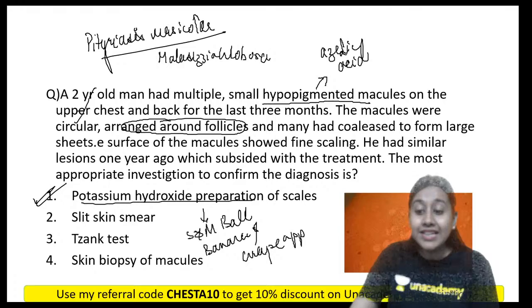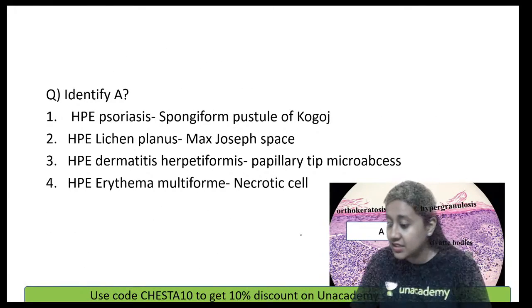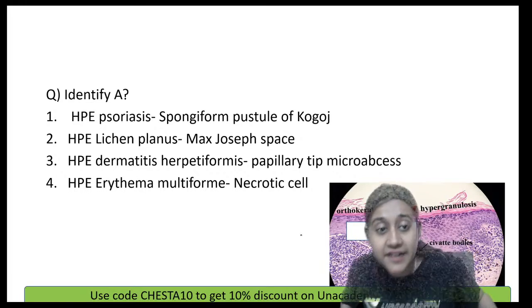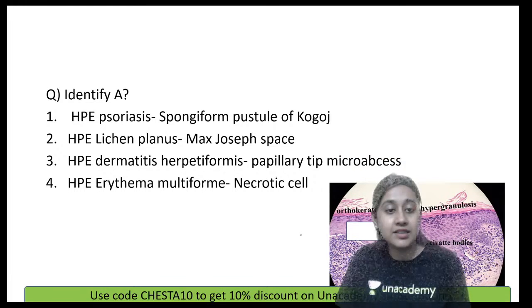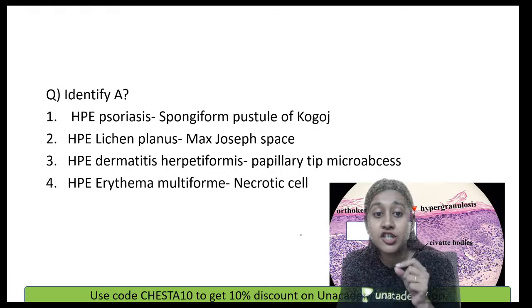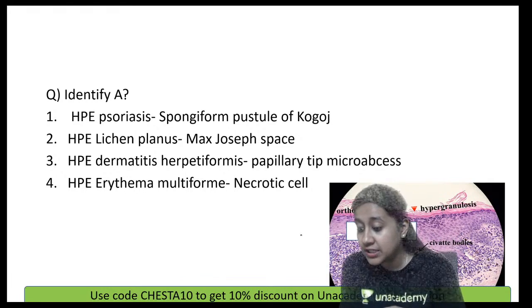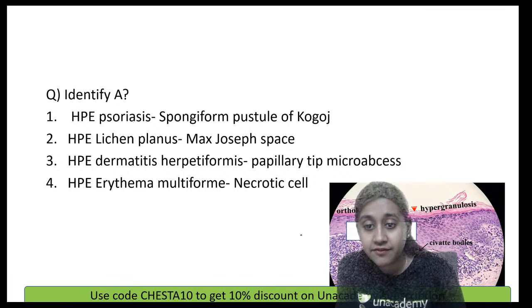Okay. Now going ahead with the next question. I hope this is clear to all of you. Now please answer this question. Identify A. It is the histopathology of psoriasis, which is showing the spongiform pustule of Kogoj. It is histopathology. I think this is not visible, and I am very sorry for this.